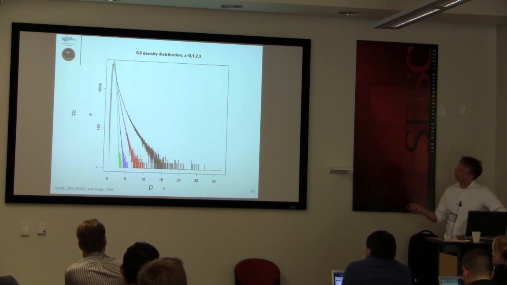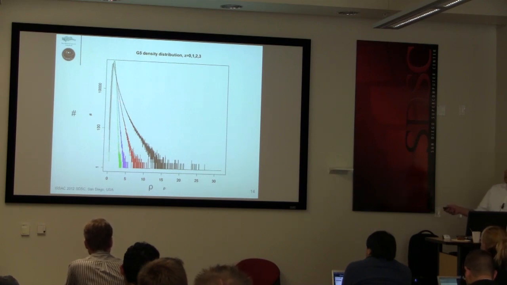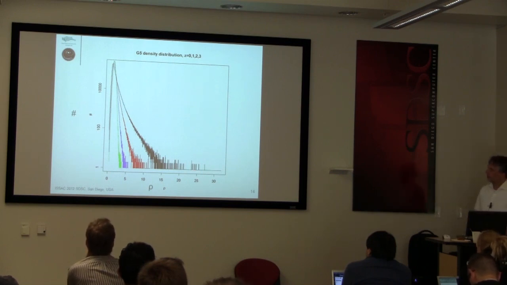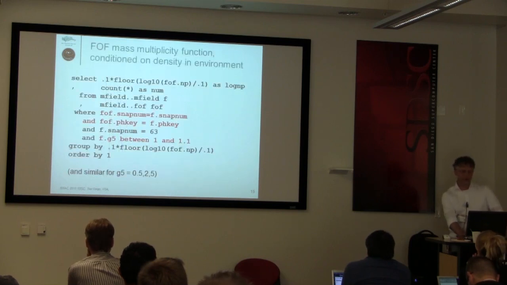This is the number of cells with a certain density. So this is rho from 0 to 30 or something. The lines are z equals 3, 2, 1, and 0. So you see that higher density cells start growing. There you've got more and more high density cells, as you might expect. At an early time, it's still pretty Gaussian. I mean, this is logarithmic here. So that's one thing. You can just look at the density field itself, how it evolves.